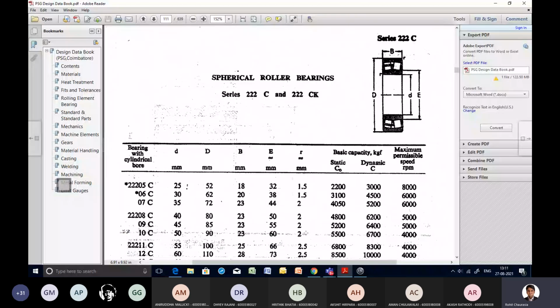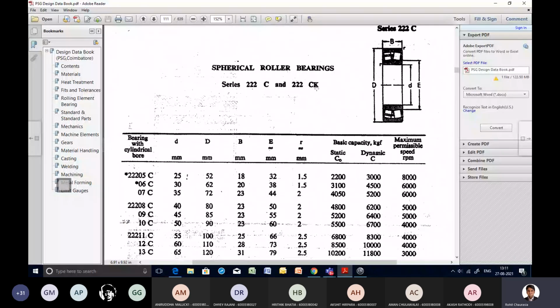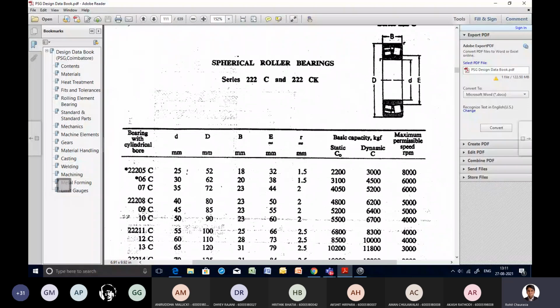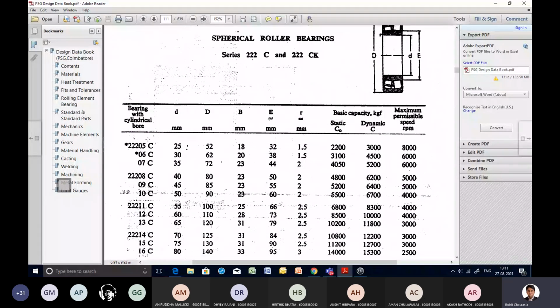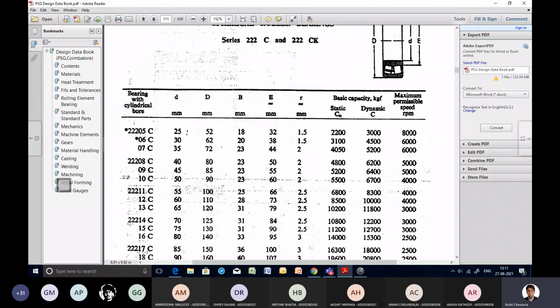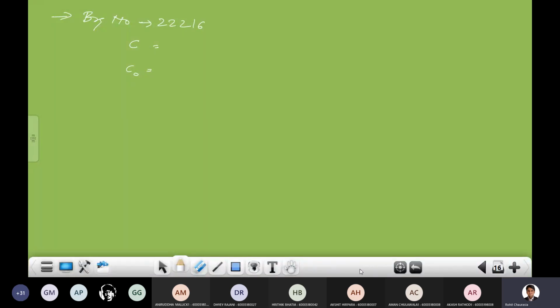Series, yes, 222 series. This is the 222 series spherical roller bearing. So spherical roller bearing is available here. There is no special bearing, it is directly starting. Multiply by 5, so our bearing number is this 22216. For that you can see here that basic capacity, static capacity and dynamic capacity are given. So dynamic capacity is 15,300 kgf. This unit is very important. So this is 14,000 and this is 15,300.